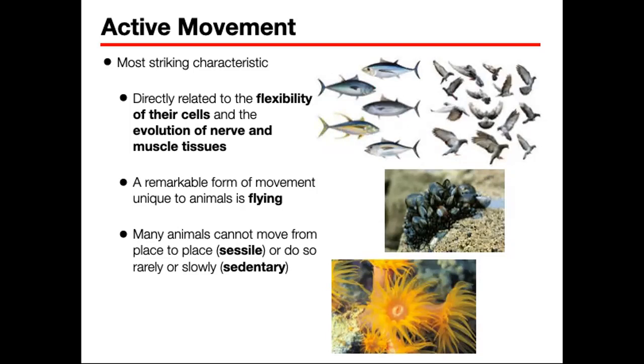Okay? And some animals are exceptions to the rule, no? Those who cannot move from place to place, we have an example there, our barnacles. That's an example of sessile organisms, meaning that they are attached to the substrate, or they move only rarely or slowly, like the sea anemones right here. We call them sedentary. Okay?